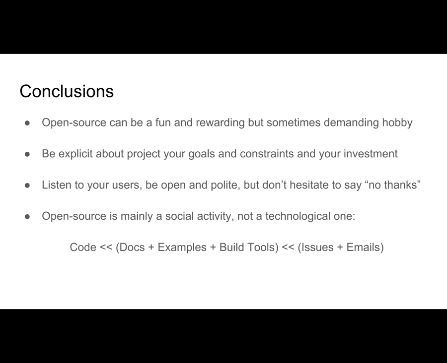And then finally, as a general observation, open source is pretty much a social activity. It's not really a technological activity. The amount of code in PivotTable.js is about 1,000 lines, which is nothing. I could have read out the entire source code to you in the past half hour. But the amount of code is tiny compared to the file size of all the documentation, the examples, and the build tools.